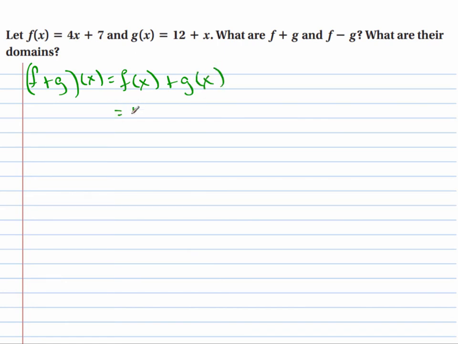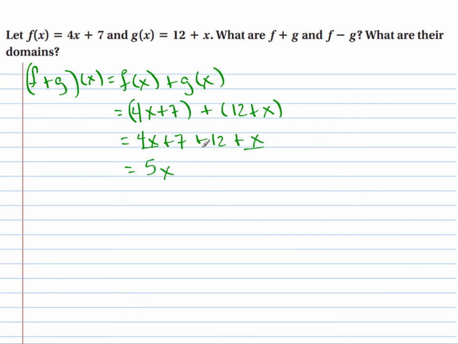So f of x is 4x plus 7 plus g of x, which is 12 plus x. Now because these are being added, I can lose the parentheses: 4x plus 7 plus 12 plus x. Next, I need to gather like terms. So 4x plus x is 5x. And then my numbers are 7 and 12. 7 plus 12 is 19.